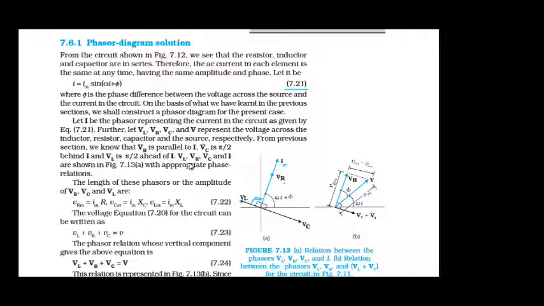And VC is π/2 behind I. So in this direction, π/2 behind I. So this figure tells that VR is parallel to I, VL is π/2 ahead of I and VC is π/2 behind I. So we can easily define this diagram according to this relationship.